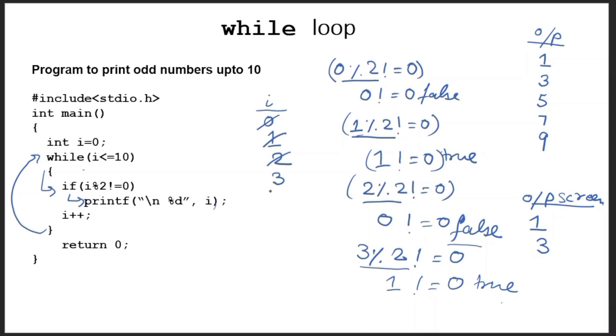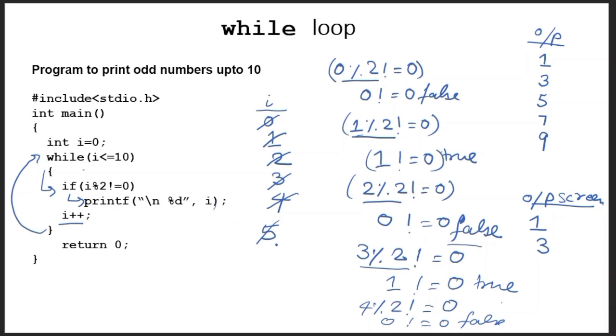Then again I plus plus, I value is incremented to 4. Then 4 less than or equal to 10, the condition is true. Then again we will check 4 modulo 2 not equal to 0. The condition is going to be false, right? So we will not enter the if, and we will increment the value of I to 5. So this is how this code is going to run.